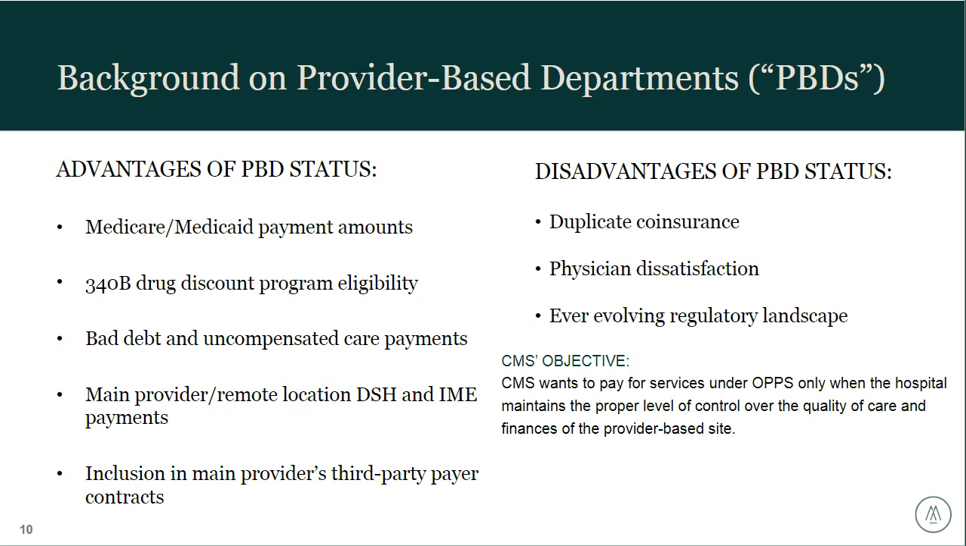Larry already mentioned the 340B eligibility program, which significantly reduces your outpatient drug costs for all patients, not just Medicaid patients. You can claim bad debt and uncompensated care through the hospital payment systems. It will influence the disproportionate share and indirect medical education payment formulas, and you can include the locations in providers' third-party payer contracts, but that's a point. More and more commercial payers are trying to no longer recognize provider-based departments for certain types of outpatient services because they no longer want to pay the hospital payment rate for them.